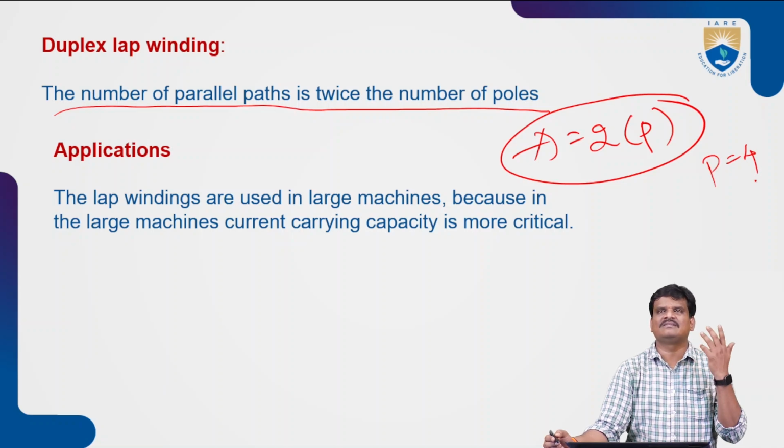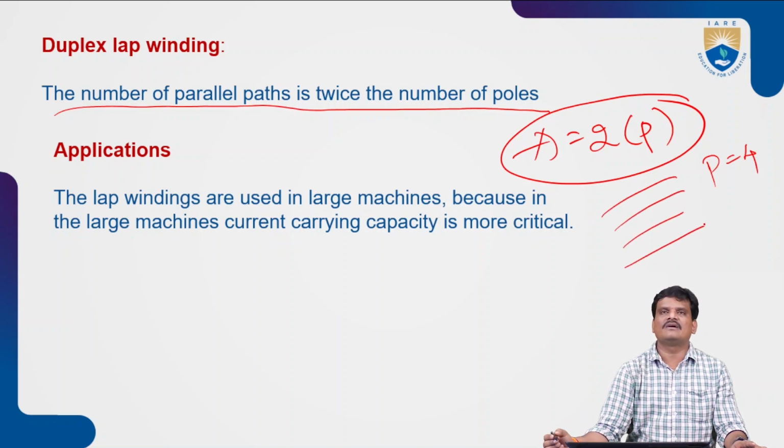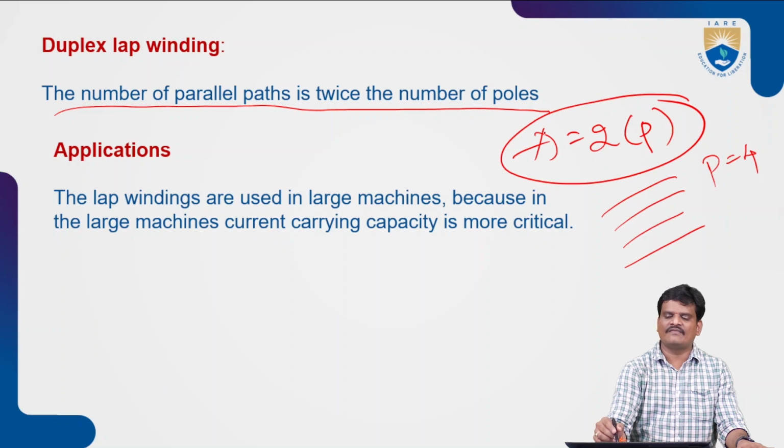In general, if it is a simplex lap winding, there should be 4 parallel paths like this. Why? Because according to the definition of a lap winding, the number of poles should be equal to the number of armature parallel paths. But this is a type of lap winding which is considered as duplex lap winding, where the value of armature parallel paths will be equal to what?